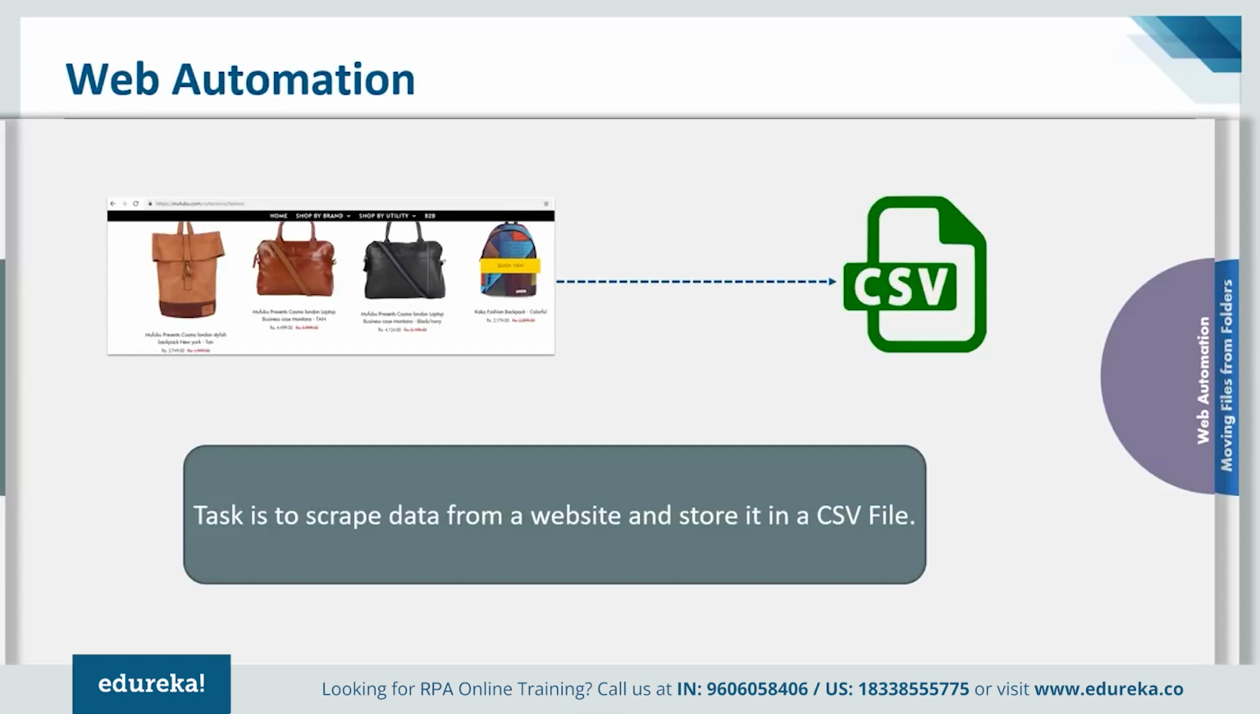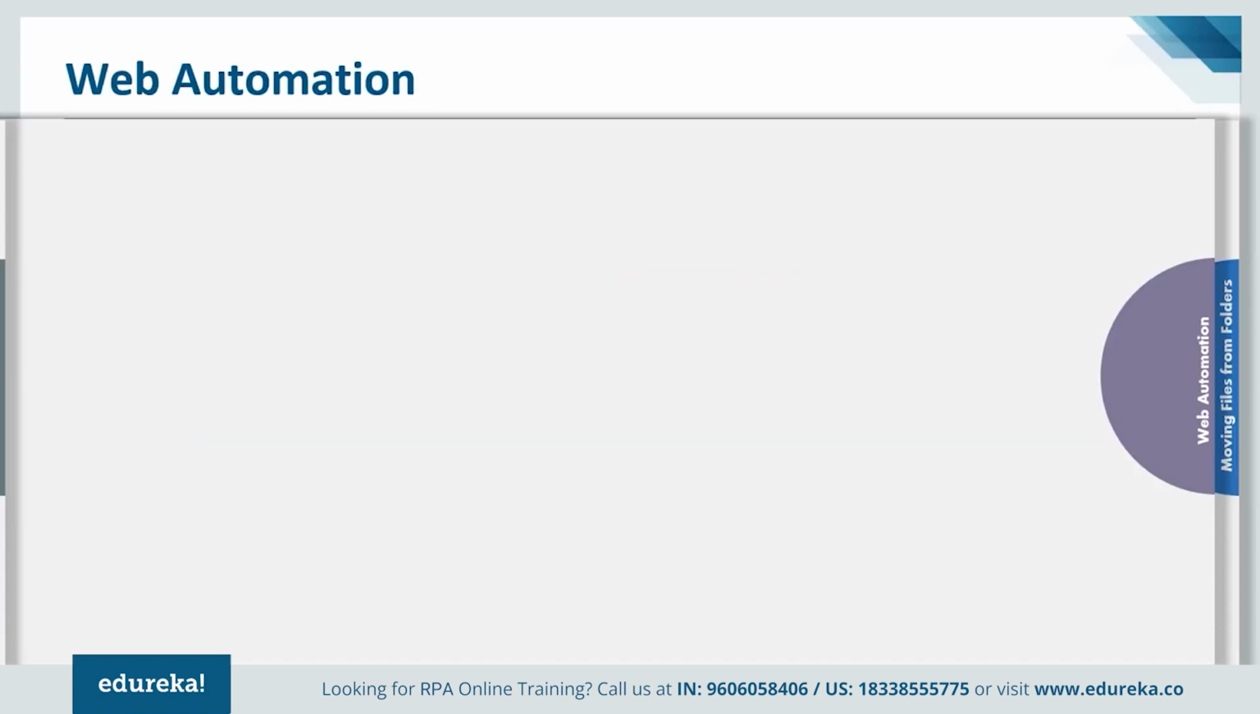So there are various use cases where people use web automation, but for our instance, I'm just going to scrape the data from a single website, and then I'm going to show you how to store it in a CSV file, right? So let's just get started. Before that, let me take you through the process workflow. The process workflow is really simple.